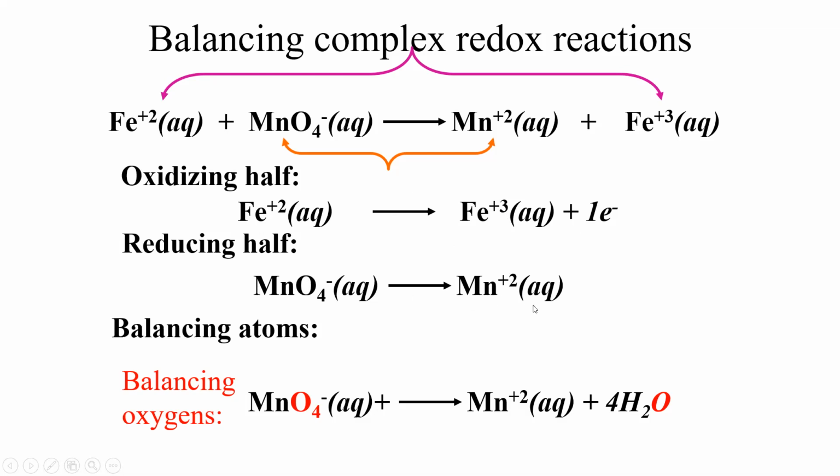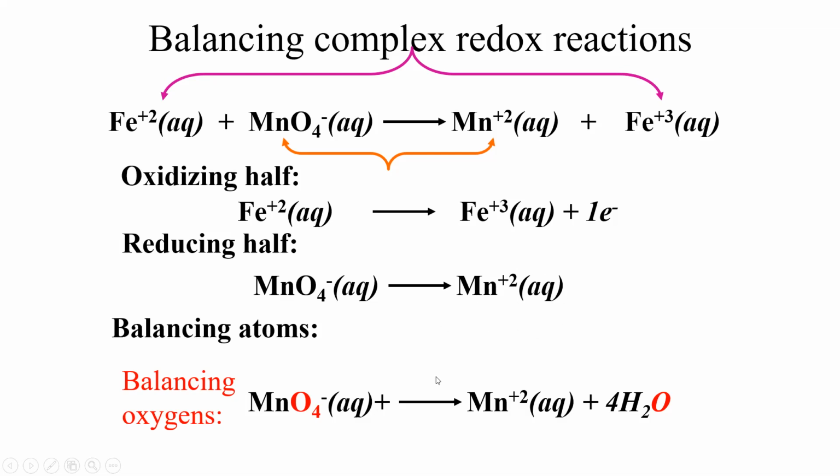The next thing for us to do is to balance, but for us to balance this without looking at the electrons, we first have to balance the atoms. We have 1 mole of iron, 1 mole of iron, 1 mole of manganese, 1 mole of manganese. But we have oxygen on the reactant side of the reduction half equation, and we don't have any oxygen on the product. We must balance the atoms on both sides, so we have to bring in oxygen to the product side.